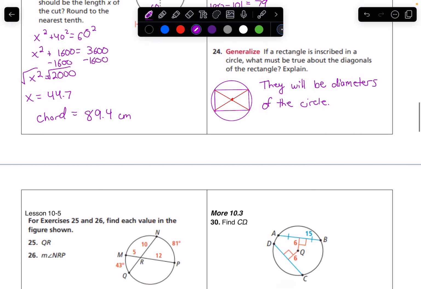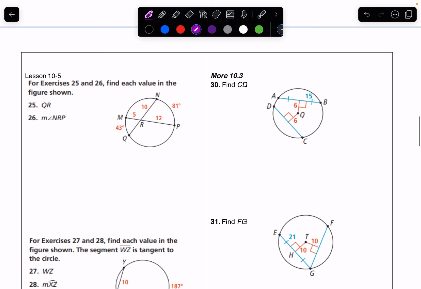Lesson 10.5, we've got some segments and some chord angles here in this first problem. So we want to find QR. We know 3 pieces of these segments of our chords, so we will say that 5 times 12 is equal to 10 times x, the missing piece. 60 equals 10x, divided by 10. 6 equals x. So QR equals 6.